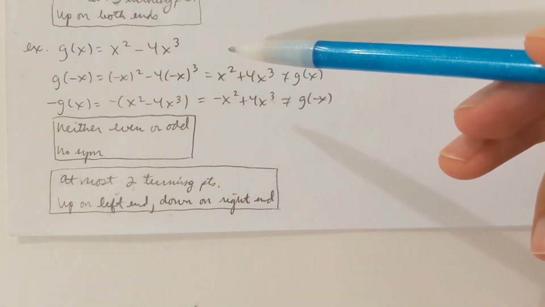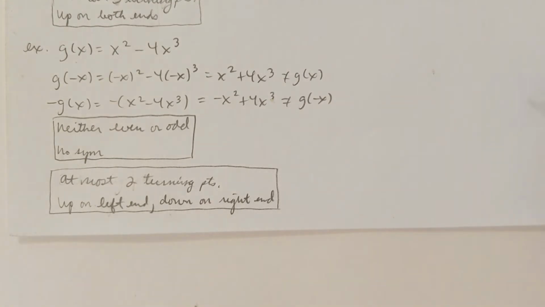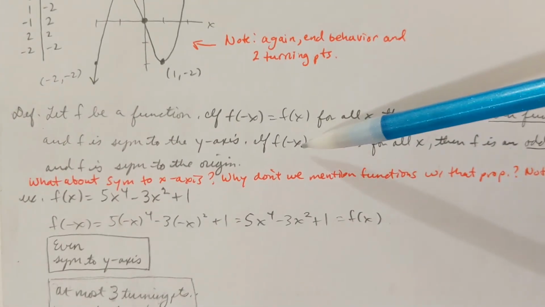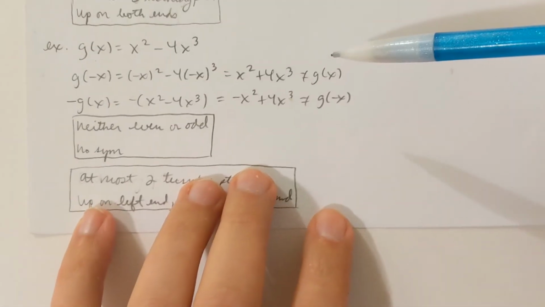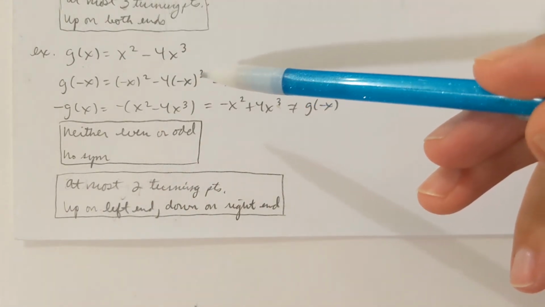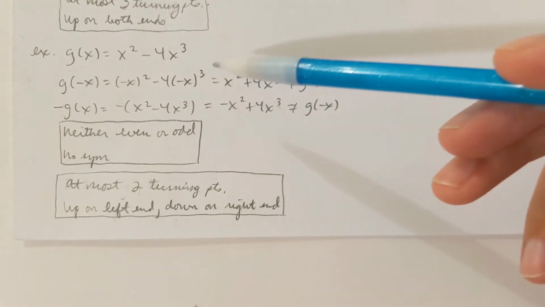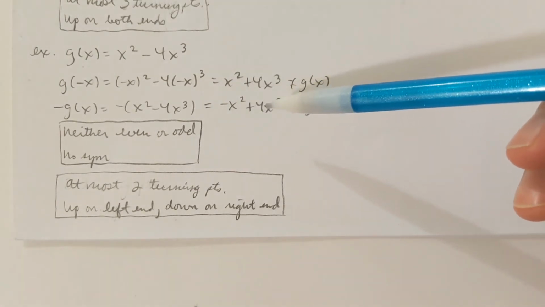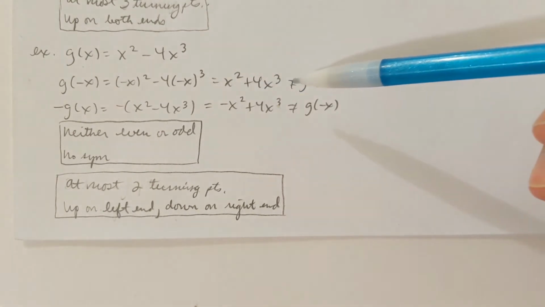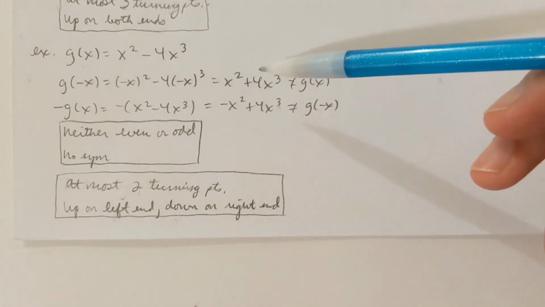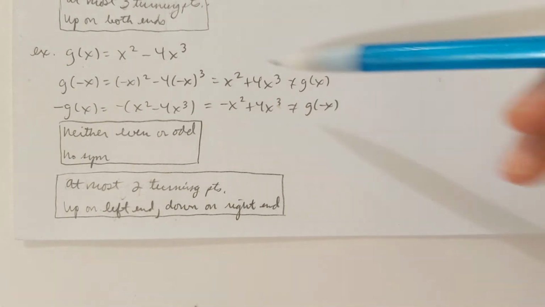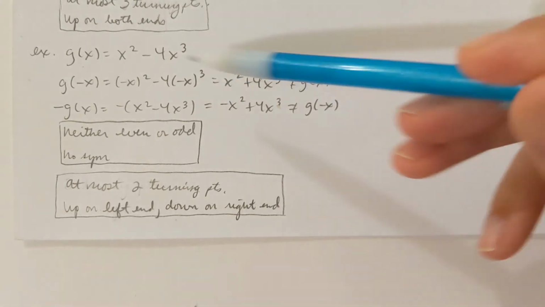Next example, g of x is equal to x squared minus 4x cubed. So I always start off with g of negative x. Here, g of negative x is negative x squared minus 4 times negative x cubed. Negative x squared is the same as x squared. Negative x cubed is the same as negative x cubed. So I've got x squared plus 4x cubed. That's not the same as g of x. I've got a plus sign, and that should be a minus sign.